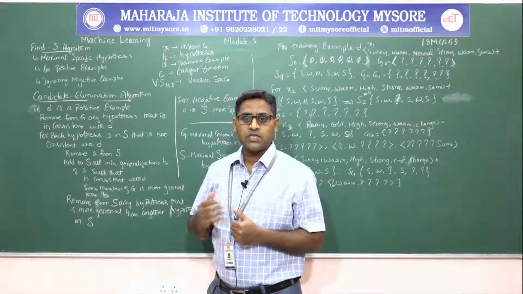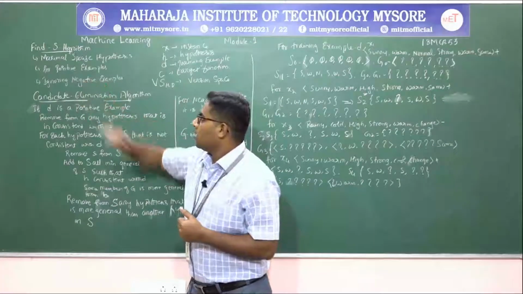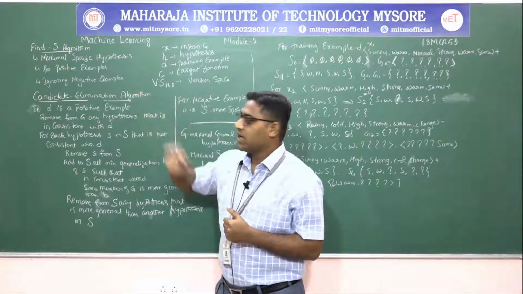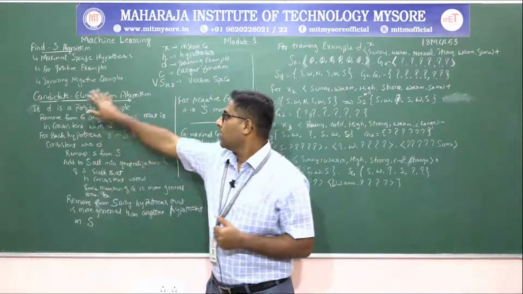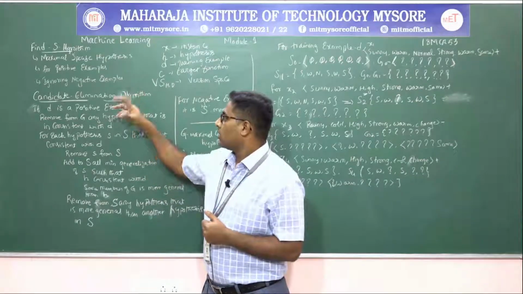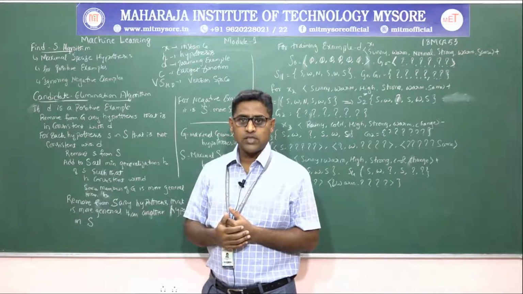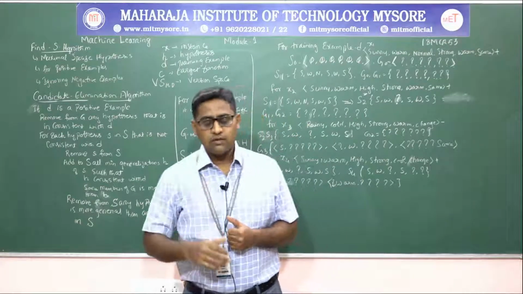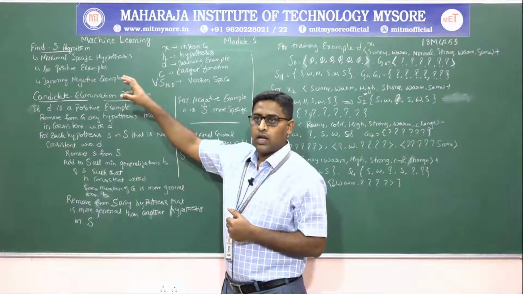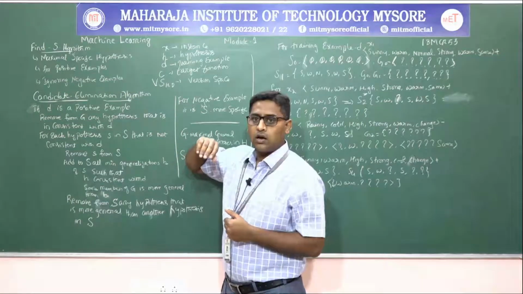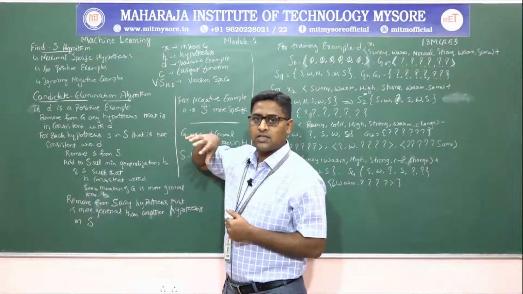Only that maximal specific hypothesis we will be finding out in the Find-S algorithm, and it will be for only the positive examples. We will consider only the positive examples and we will ignore the negative examples. So it will not take both the positive and negative examples, it will ignore all the negative examples and consider only the positive examples. So the Find-S algorithm has that drawback: it will not consider all possible examples, only the positive examples.